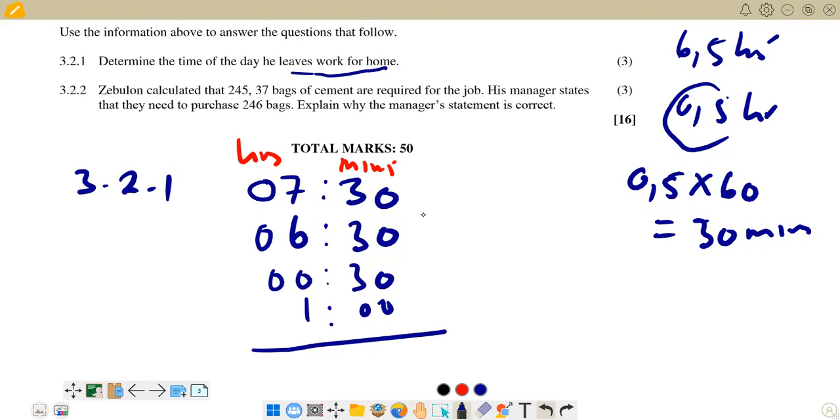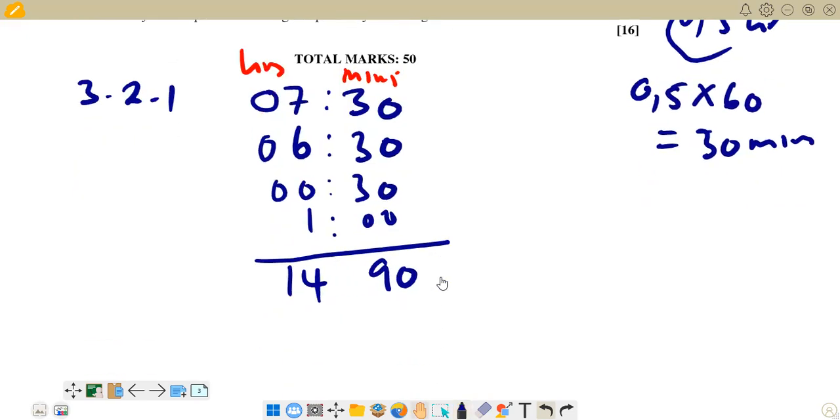So we start by adding the minutes. 30 minutes plus 30 minutes, you are going to get 60 minutes. Then you add another 30 minutes, you get 90 minutes. So here 90 is our minutes. Then for hours, we are saying 7 plus 6, you get 13. Then you get 14. So here we've got 14 hours.